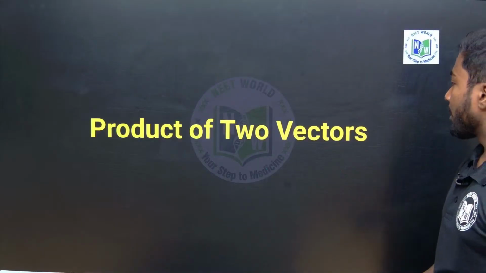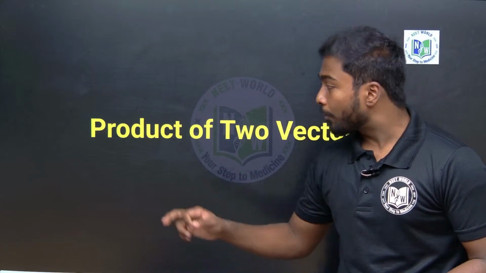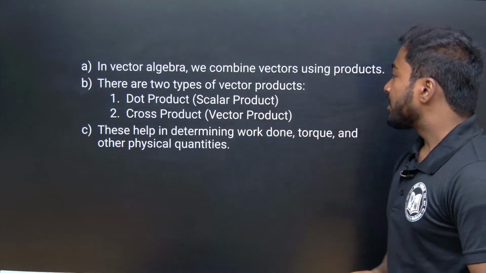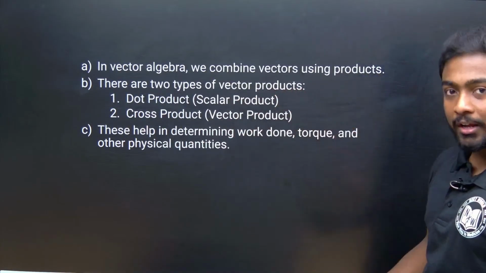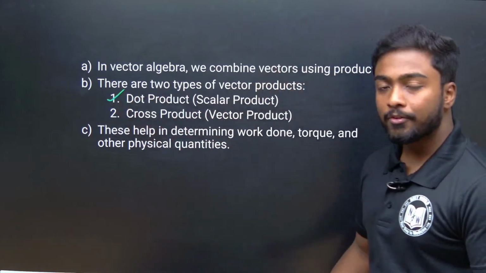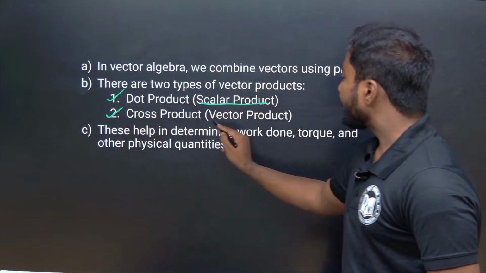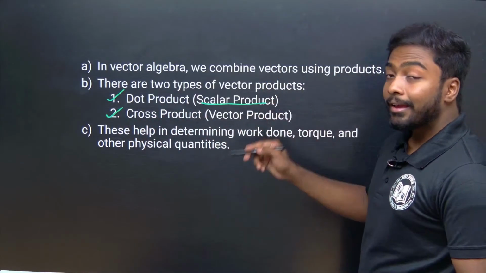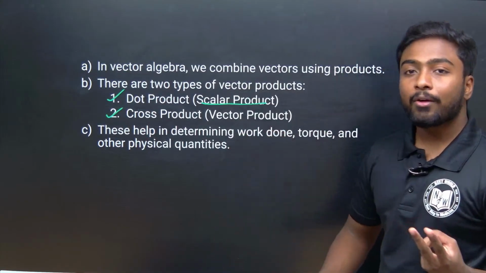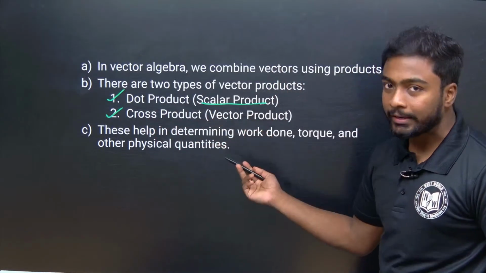Next one, product of two vectors. Before, we have seen product of a vector by a scalar, now product of two vectors. First point, in vector algebra we combine vectors using products. Those products are the dot product, which is the scalar product, and the cross product, which is the vector product. So first one is dot or scalar, second one is cross or vector.